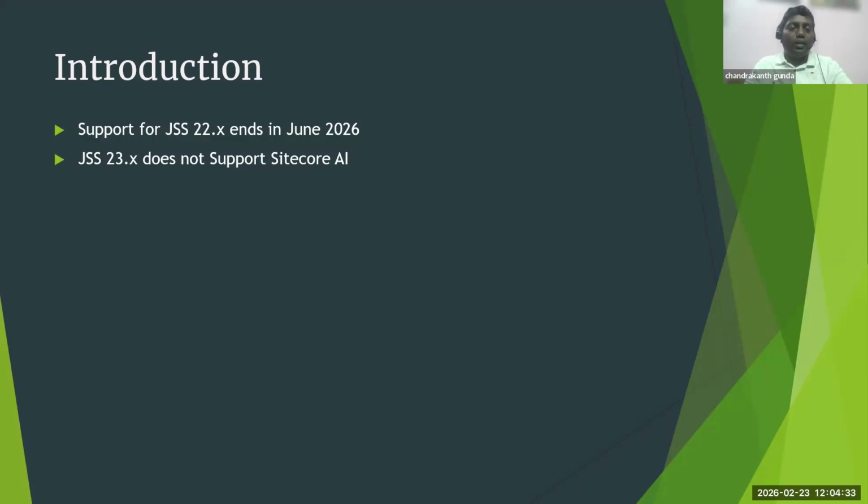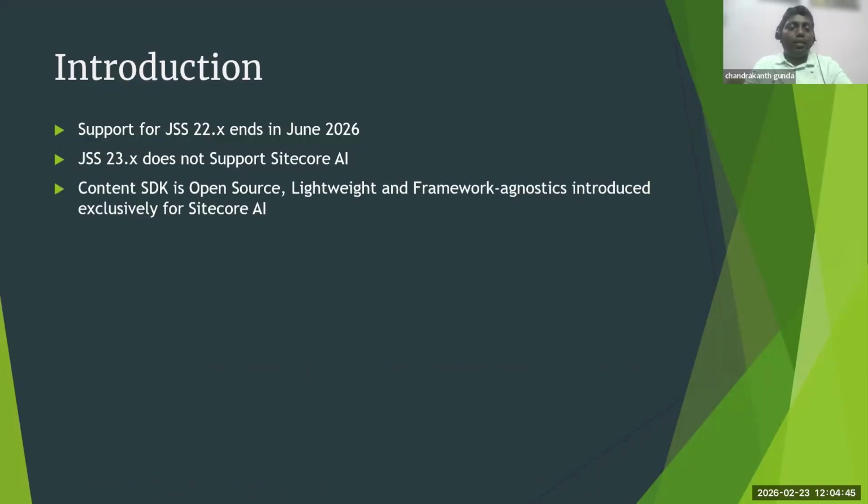So that is the driver for us to start exploring Content SDK and start migrating our applications from JSS to Content SDK. As we move to Content SDK, we need to understand why this strategic shift. Sitecore has been developing JSS for multiple years now, so why did they suddenly change from JSS to Content SDK?